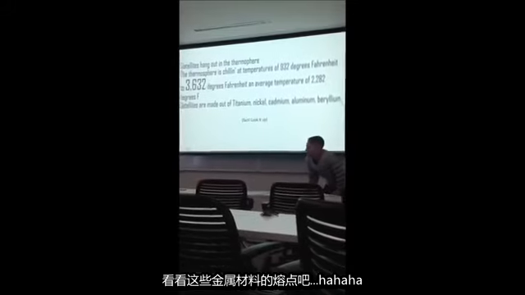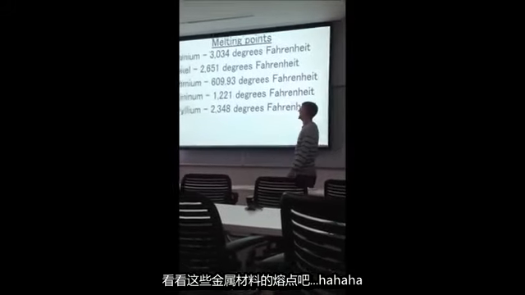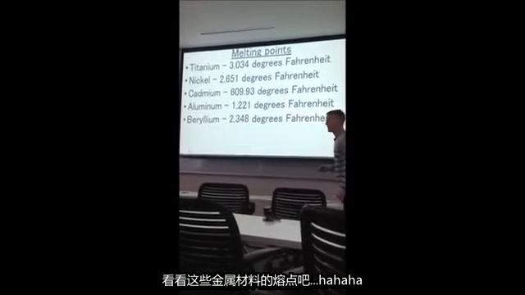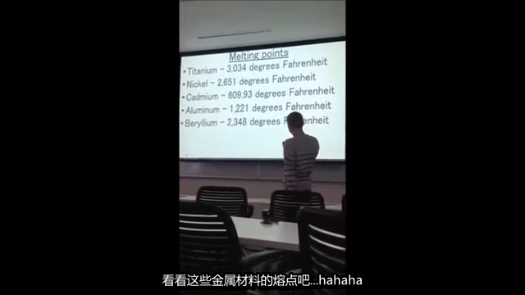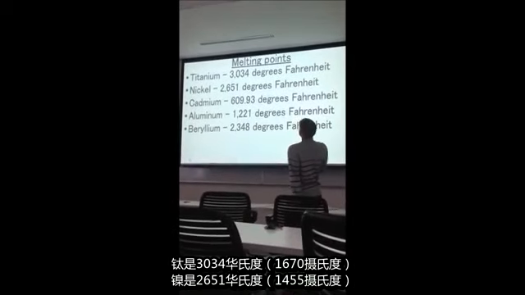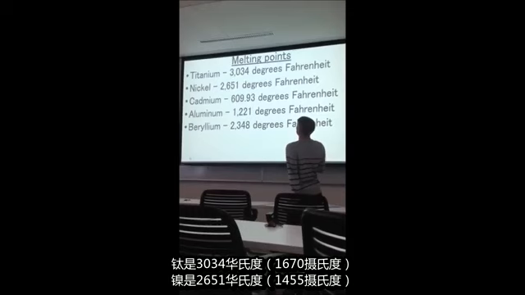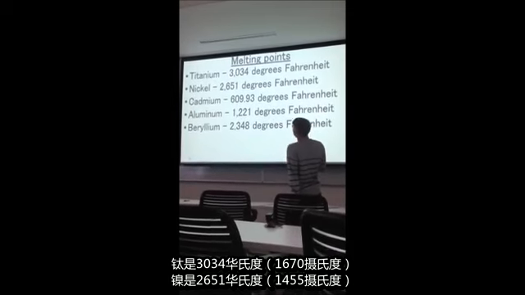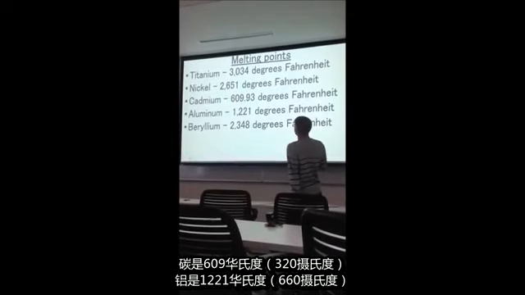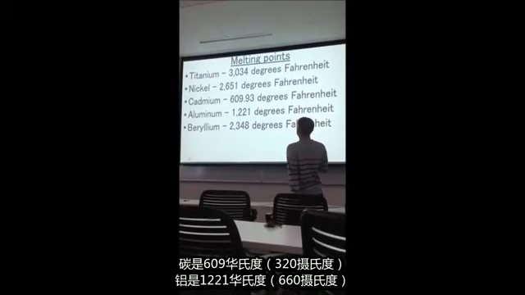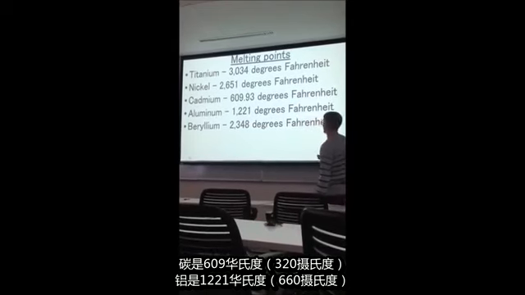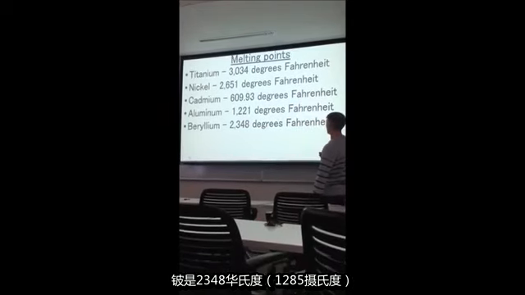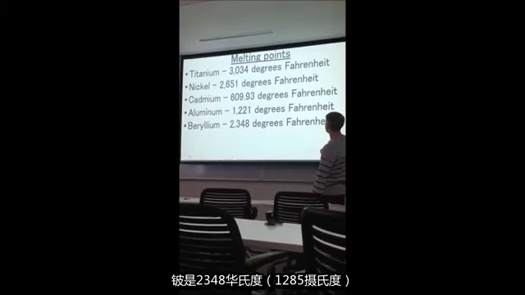The only problem I have about this is the melting points of these metals. Titanium melts at 3,000 degrees, nickel melts at 2,600 degrees, cadmium melts at 600 degrees, aluminum melts at 2,100 degrees, beryllium melts at 2,348 degrees.